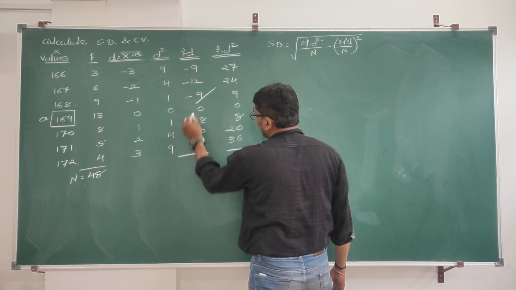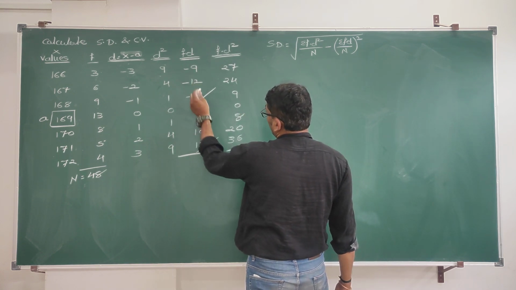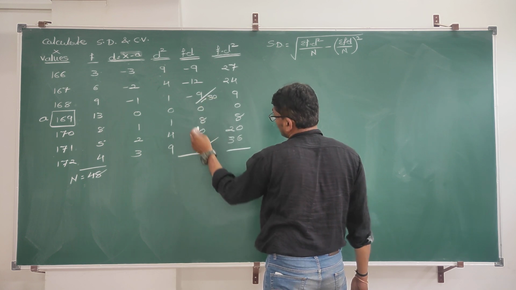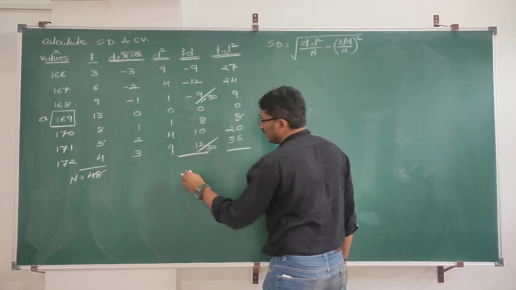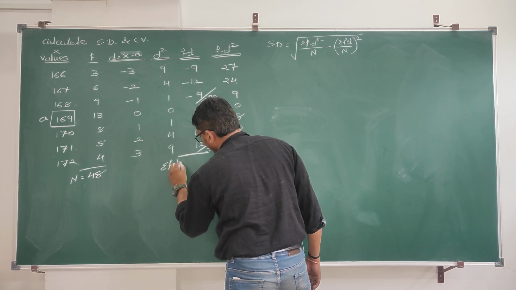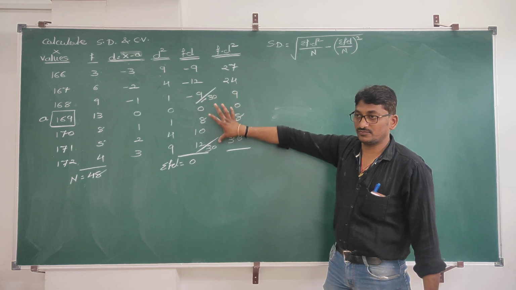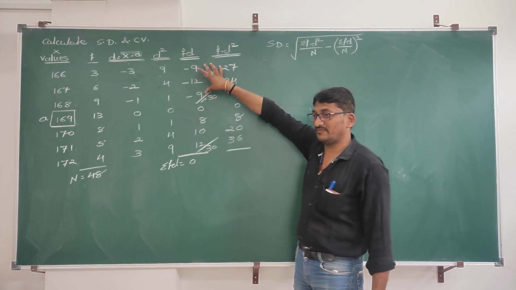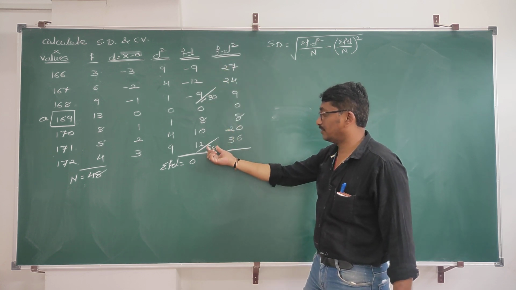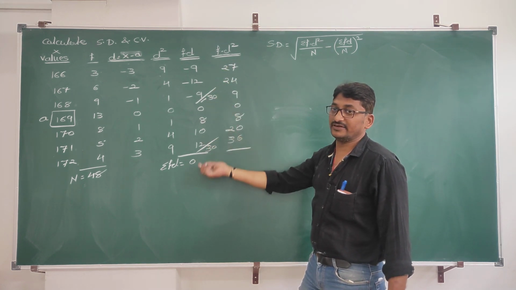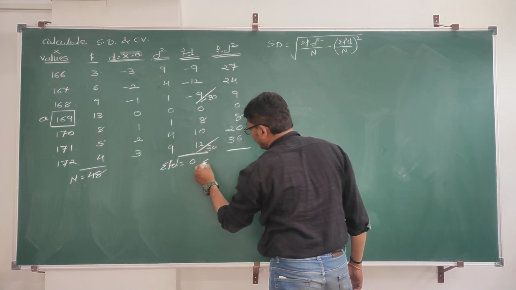Now here there are negative values and positive values. Make the separate total of minus values and plus values. Here minus values are minus 30, plus value is plus 30. So difference is 0. Make the full total of f into d square.